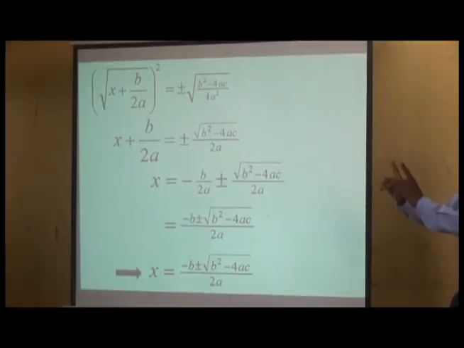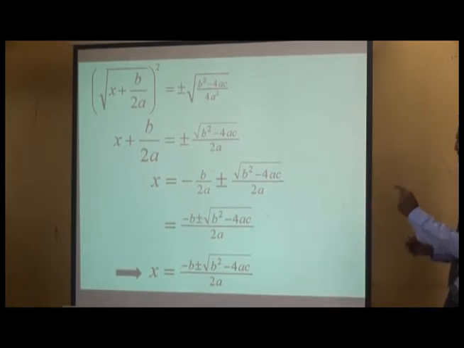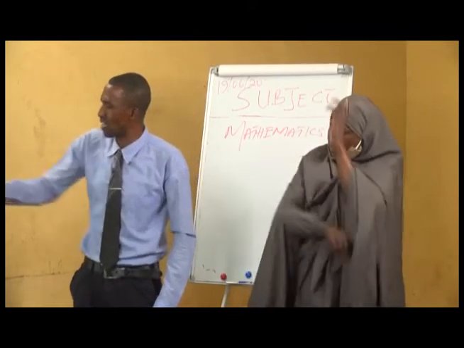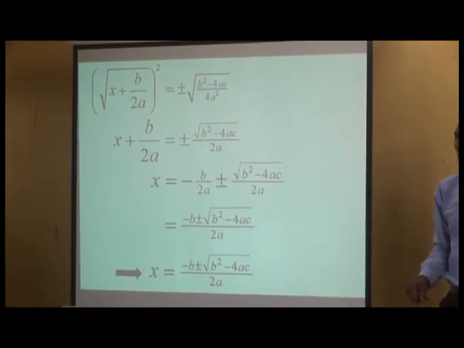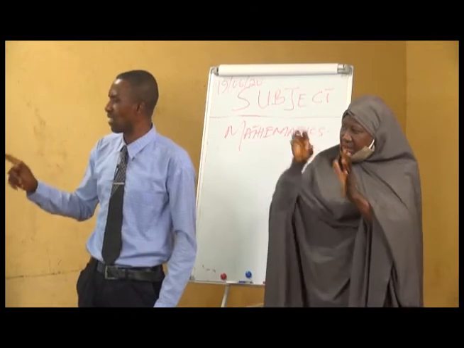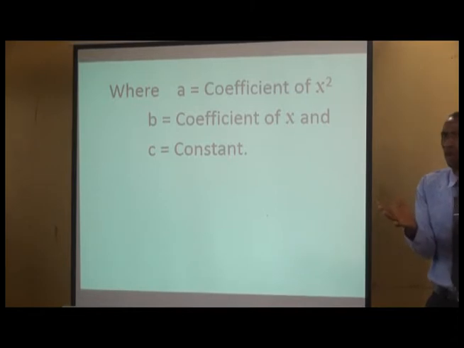Now, the general formula, the formula that we are going to use in solving quadratic equations, take note, gives x equals minus b plus or minus the square root of b squared minus 4ac all over 2a. My dear students, take note of the quadratic formula that we shall be using. It all depends on the equation that will be given to you.